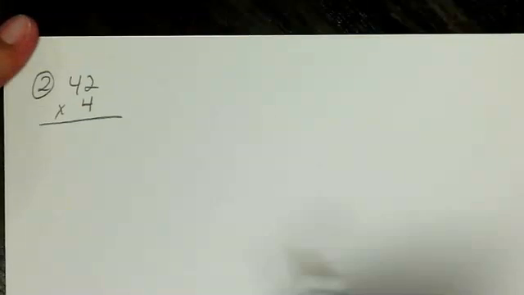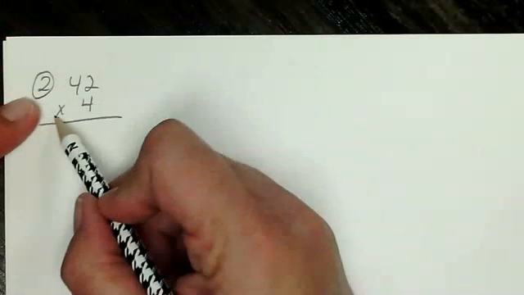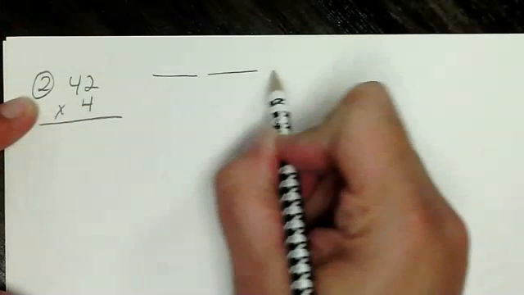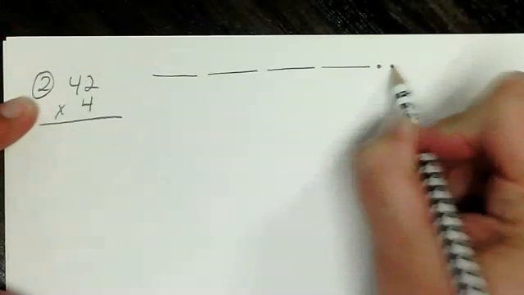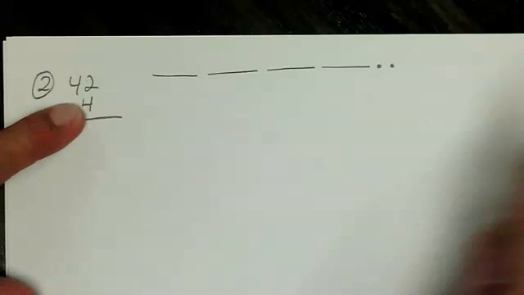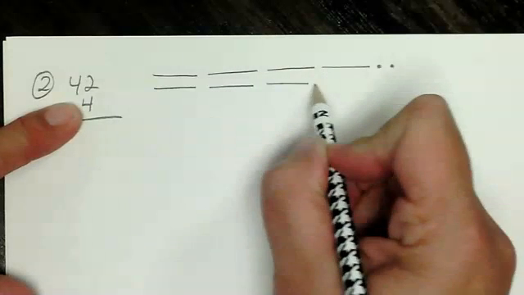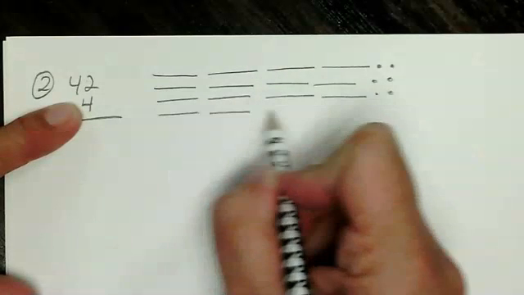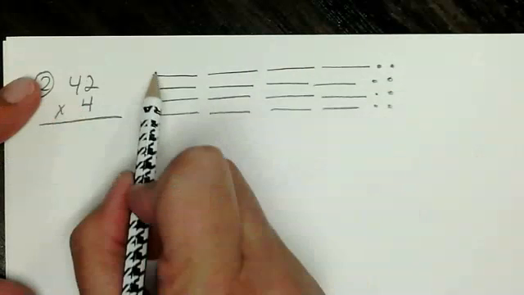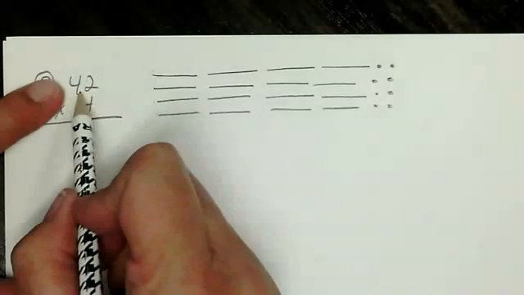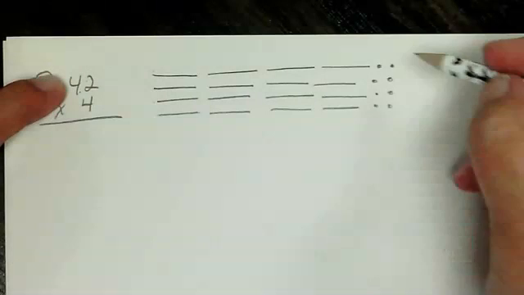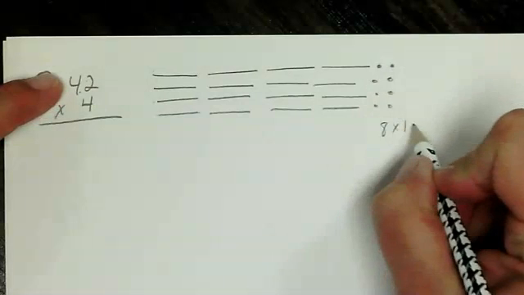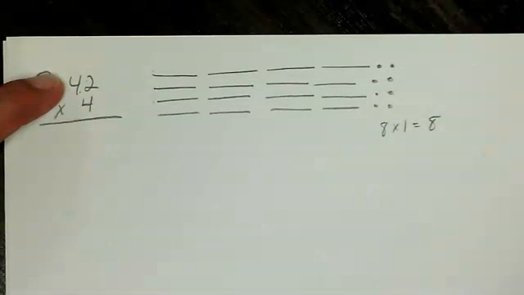So let's do base 10 blocks. This says that I have 4 groups of 42. So let's draw 42. 10, 20, 30, 40, 2. How many groups of that do I need? 4. All right, so now I have 1, 2, 3, 4 groups of 42 base 10 blocks. Let's add up our ones. I have 1, 2, 3, 4, 5, 6, 7, 8. I have 8 times 1, which equals 8. So I do not have to regroup there.